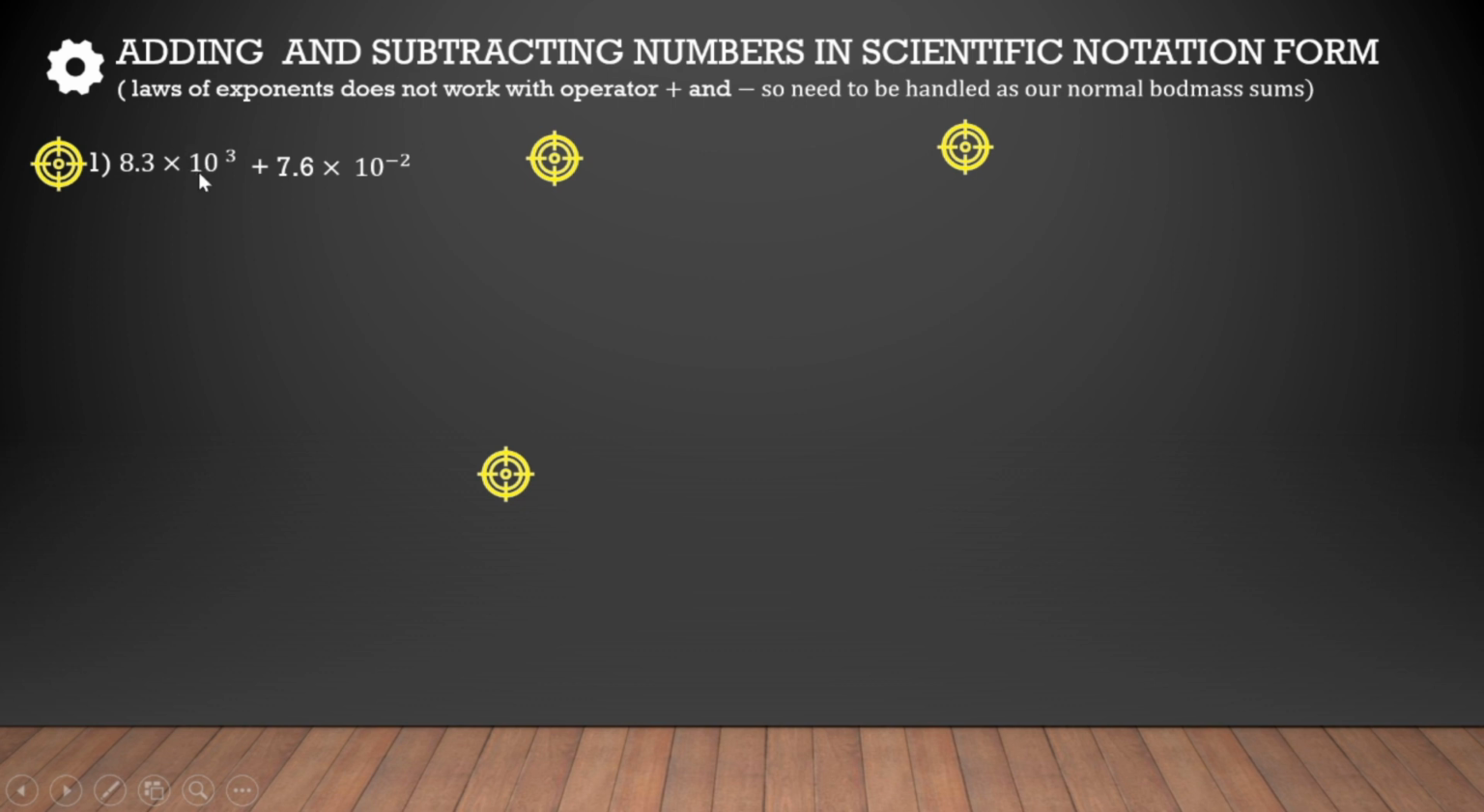We have to multiply. And whom to multiply? This to this, this to this. We cannot take it to this side and multiply this with this because the operator is not multiplication between them. First we have to deal with this and then this. There is no shortcut. Okay. So we have to multiply with this. So we are multiplying by 1000.